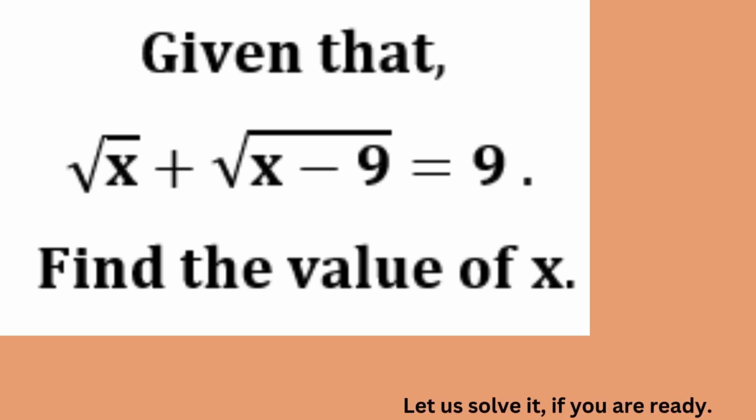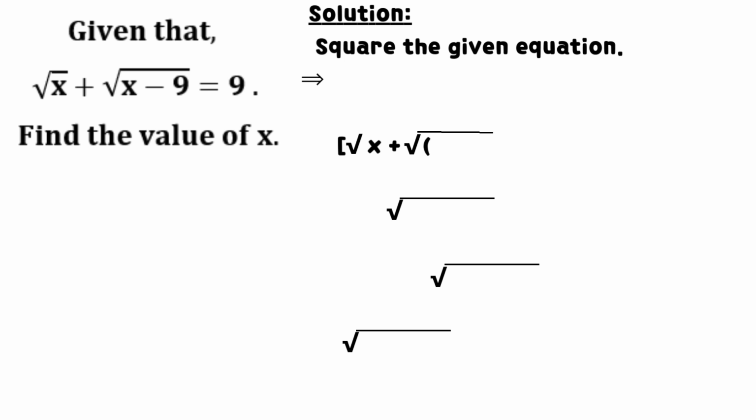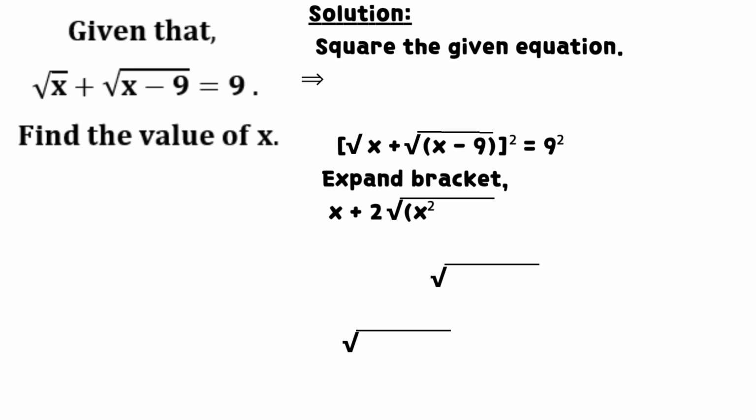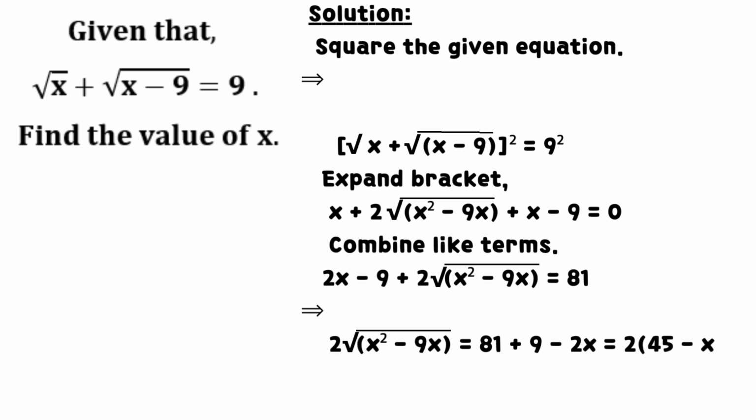Find the value of x in the given radical equation. Square the given equation. It follows that the square of the sum of the square root of x and the square root of x minus 9 equals the square of 9. Expand brackets. Combine like terms and simplify.